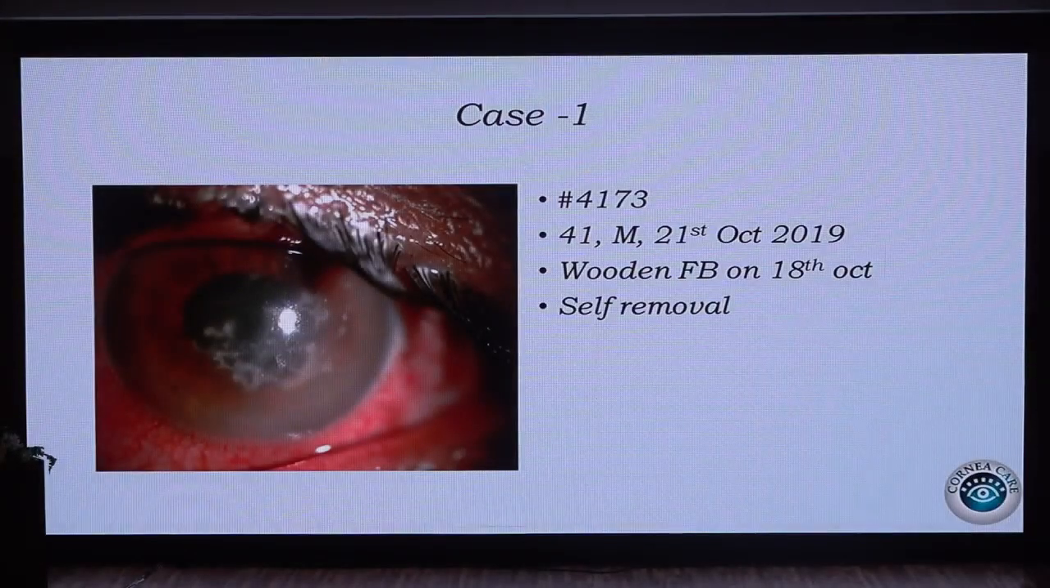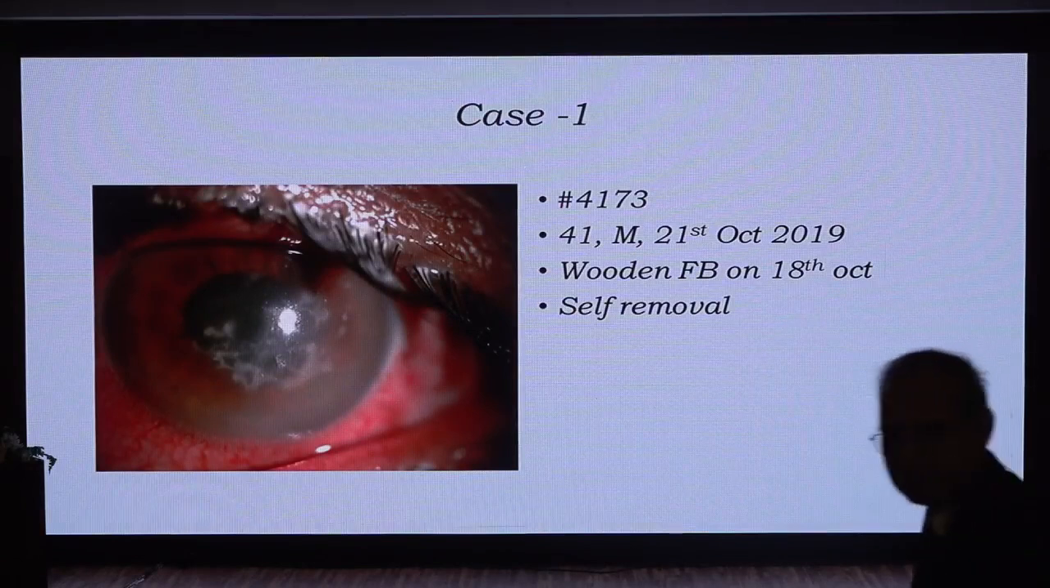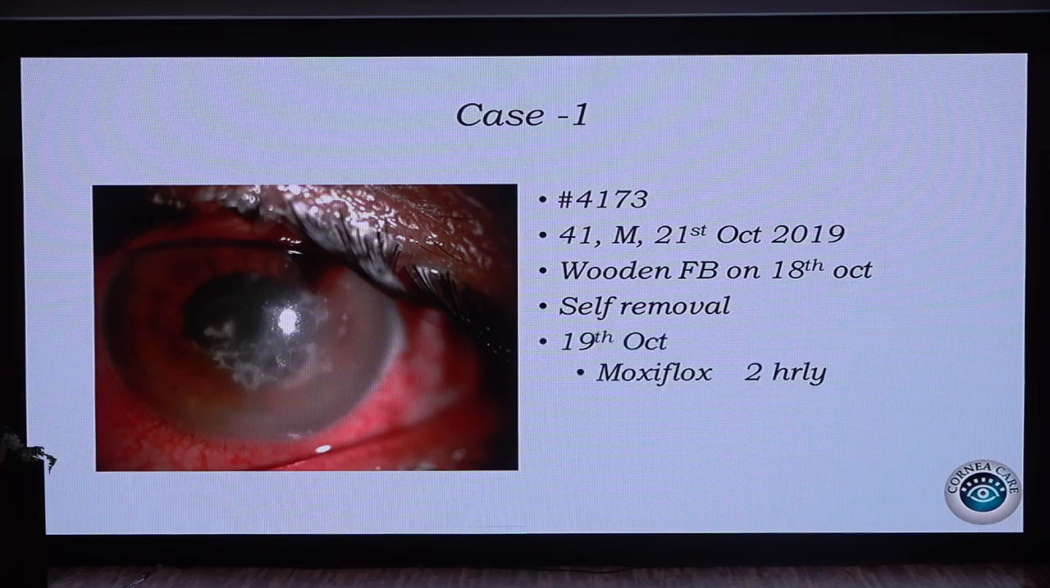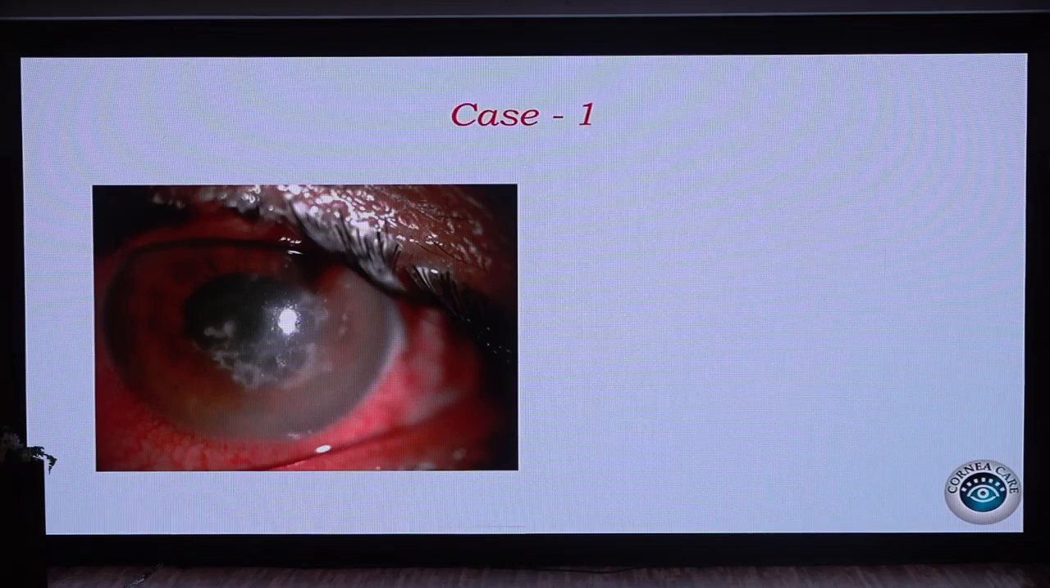This 41-year male, he had some wooden body fall in his eye. He removed it on his own. And next day, he realized that there is some problem. Visited an ophthalmologist. The ophthalmologist started moxifloxacin two-hourly. After 2 days, when he again visited that doctor, the doctor realized that the patient has worsened with moxifloxacin two-hourly, and the patient was referred to me.